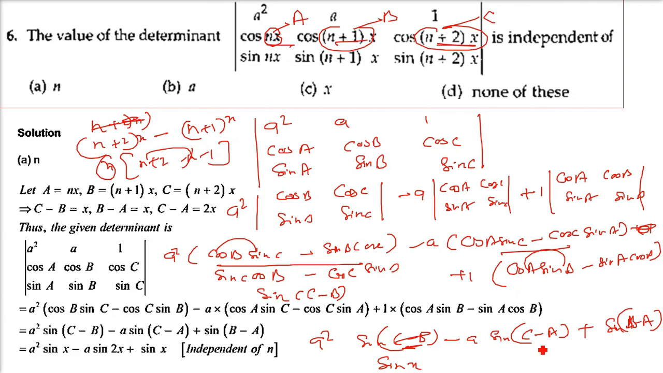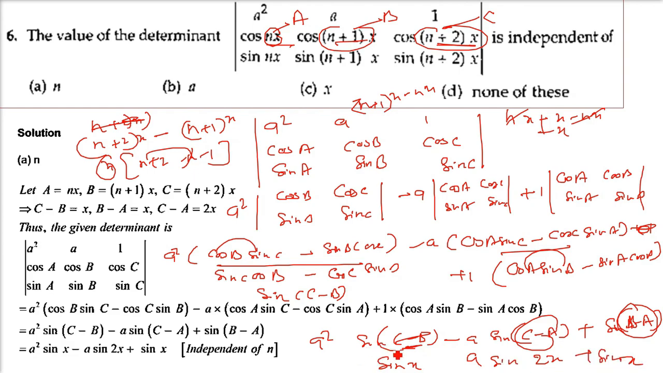Similarly, C minus A will give you 2x. B minus A is going to be x. Just subtract these because we already assumed it. So I'm just subtracting n plus 1x minus nx. So when we have n plus 1 minus n times x, it will again be 1, or you can say x. Again, the n is not there. In all of these, you'll get A square sin x minus A sin 2x plus sin x. So finally, we can conclude that this is actually independent of n. There is no n here. So what will be the answer? The answer is A. This is the answer.